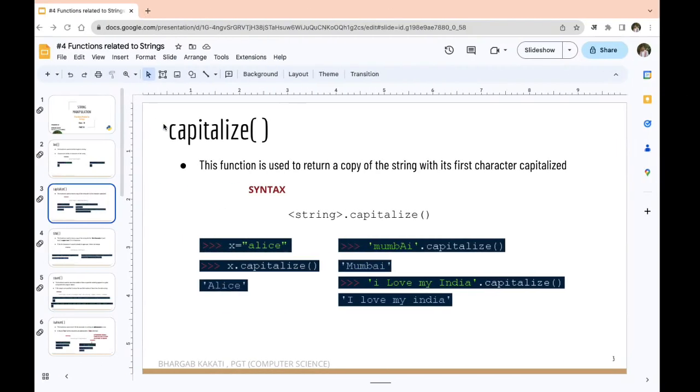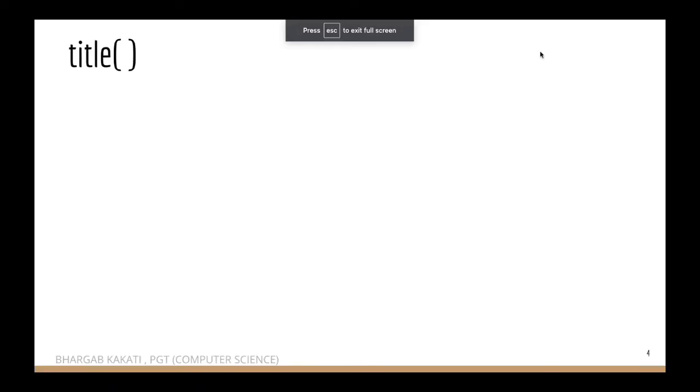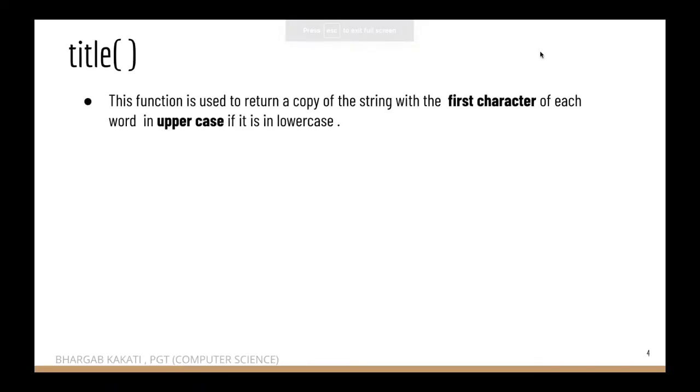Alright, now let's take you through the next function, that is the title function. What it does, this function is used to return a copy of the string with the first character of each word capitalized. Remember, the first character of each word. In capitalize, Python capitalized the first character of the entire string. But here it will capitalize the first character of each word into uppercase if it is in lowercase.